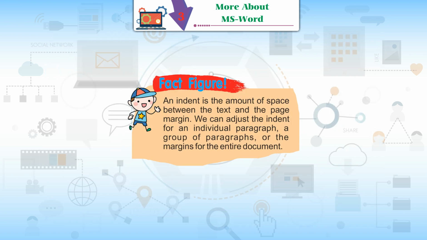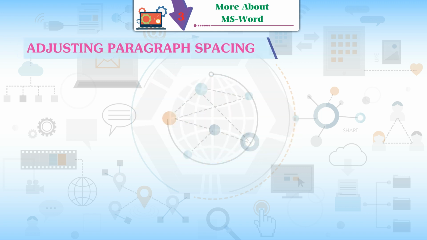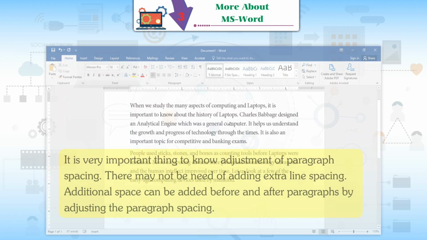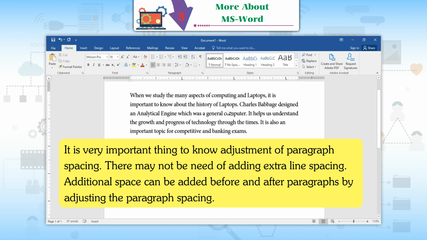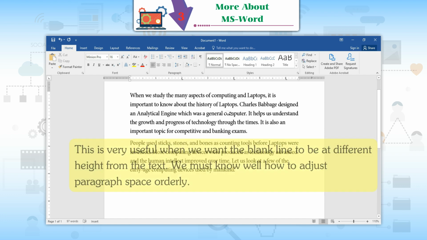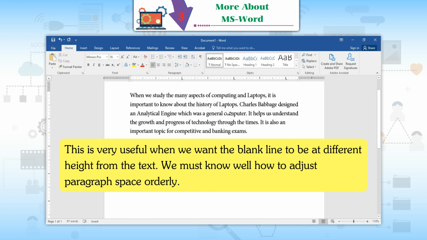Fact figure: an indent is the amount of space between the text and the page margin. We can adjust the indent for an individual paragraph, a group of paragraphs, or the margin for the entire document. Adjusting paragraph spacing. It is a very important thing to know the adjustment of paragraph spacing. There may not be a need for adding extra line spacing. Additional space can be added before and after paragraphs by adjusting the paragraph spacing. This is very useful when we want the blank line to be at a different height from the text.